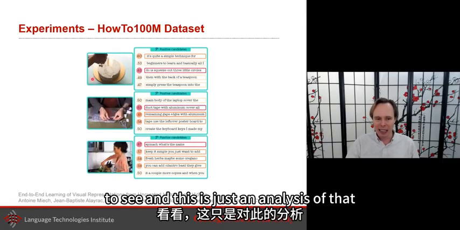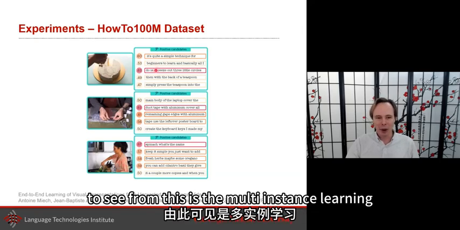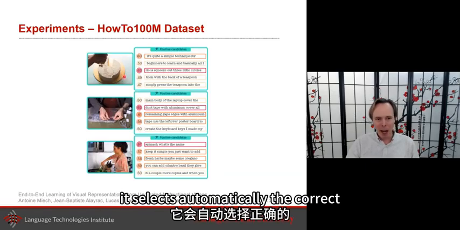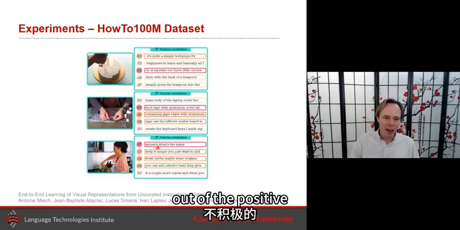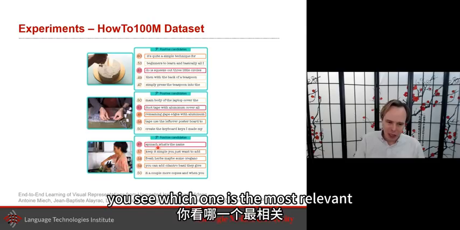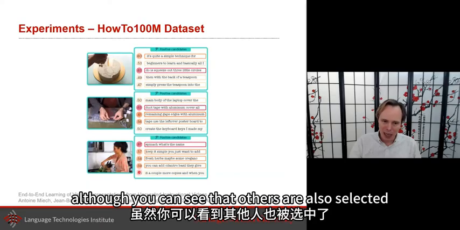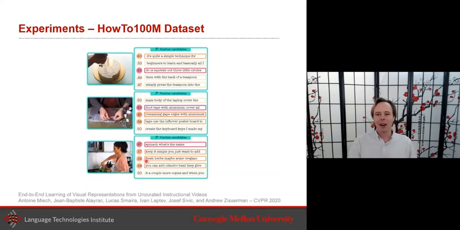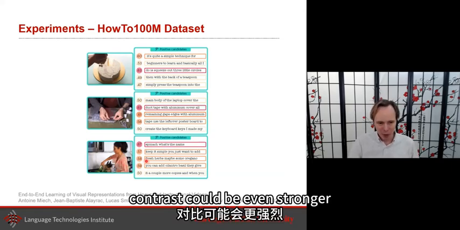is just an analysis of that, to see from, this is the multi-instance learning and the self-supervised together, that it selects automatically the correct one out of the positives. You see which one is the most relevant, although you can see that others are also selected. So it could be even stronger. I think this contrast could be even stronger.